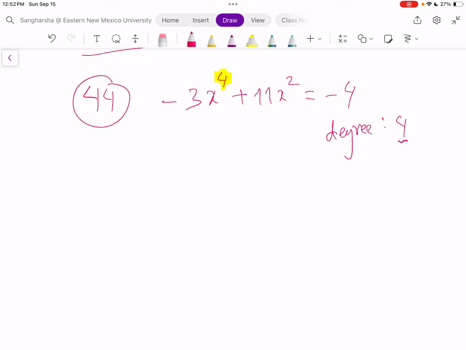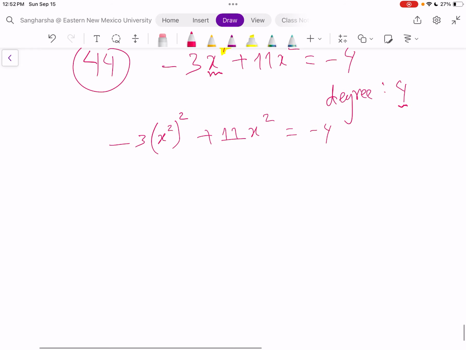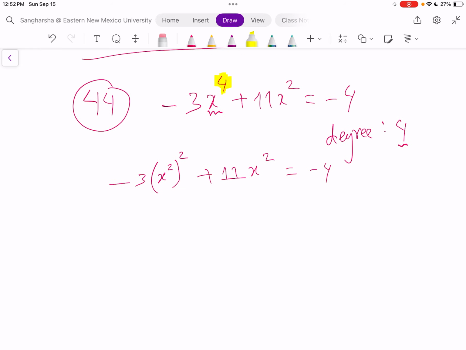So let's rewrite this equation. We have negative 3, and we can rewrite x to the power 4 as the square of x squared. These two are the same thing. Plus 11x squared equals negative 4. So make sure if you have a polynomial with a degree 4, then you rewrite that polynomial equation in a quadratic form. For that, we rewrite x to the power 4. x to the power 4 is the same as the square of x squared. If you take the square of x squared, then you get x to the power 4.